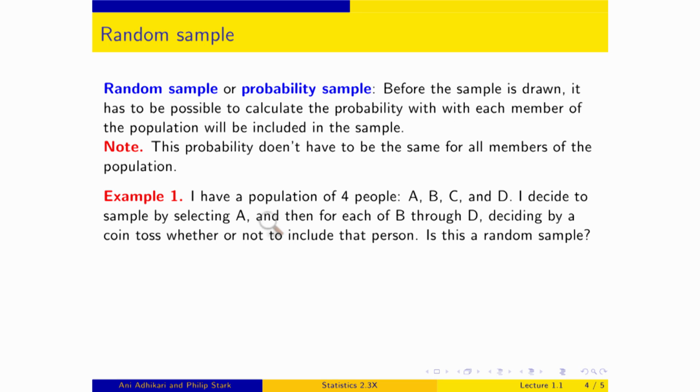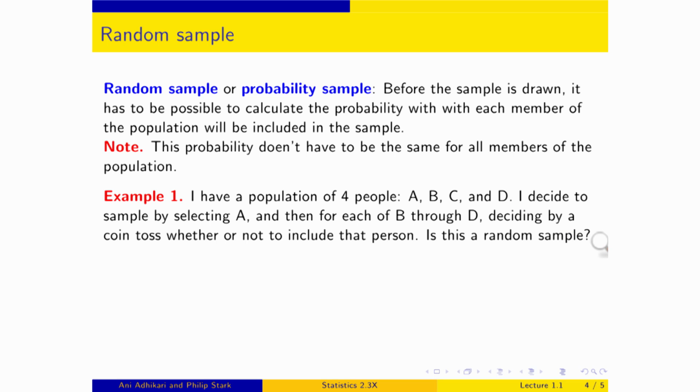So I will have a massive population of 4 people, A, B, C, and D. And I'm going to take a sample of these 4 people. I like A. I'm going to choose A, and then for each of these 3, I'm going to toss a coin. Toss a coin here, here, here. And if B's coin lands heads, B gets in, otherwise not. If C's coin lands heads, C gets in, otherwise not. If D's coin lands heads, D gets in, otherwise not.